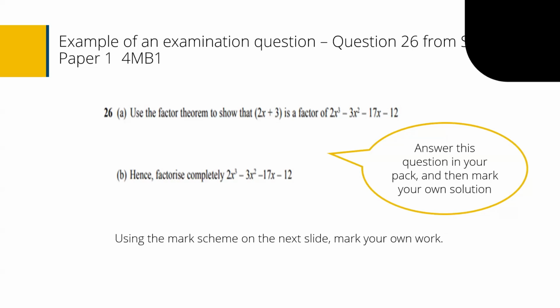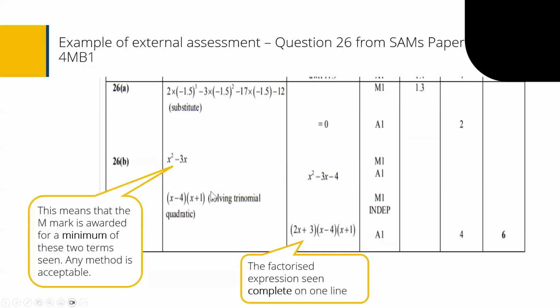So if I carry on from here and we look at the mark scheme, in this mark scheme here, we can see that one method mark was given by substitution of minus 1.5 into the expression, and the evaluation not required. So they get the method mark just by substituting and showing that. So they show the understanding of that bit there.